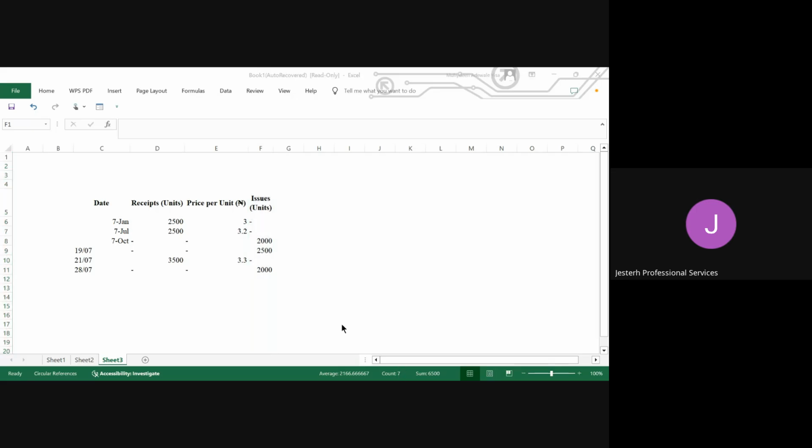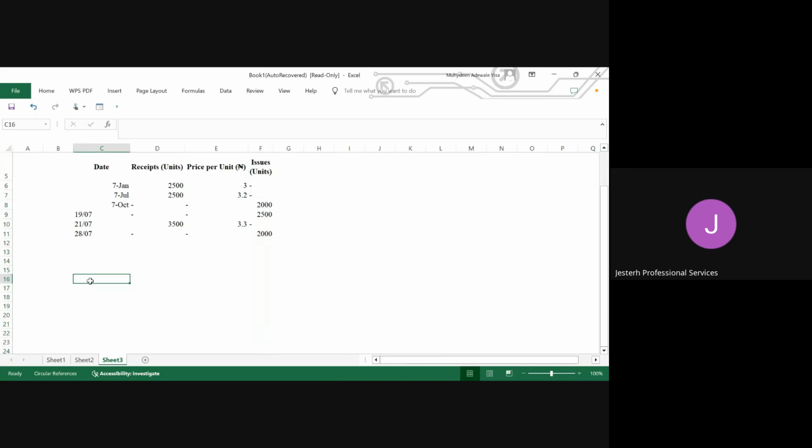Now, what is the requirement? The requirement of this is for us to calculate our store ledger accounts using the weighted average method. Now, solution.